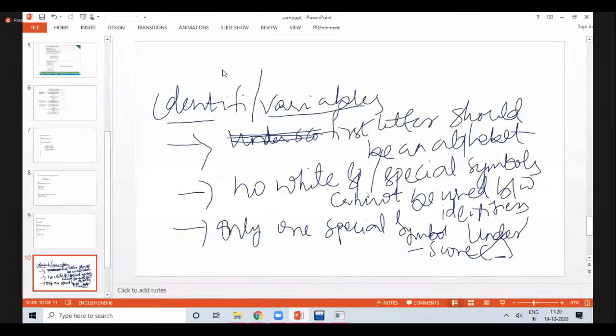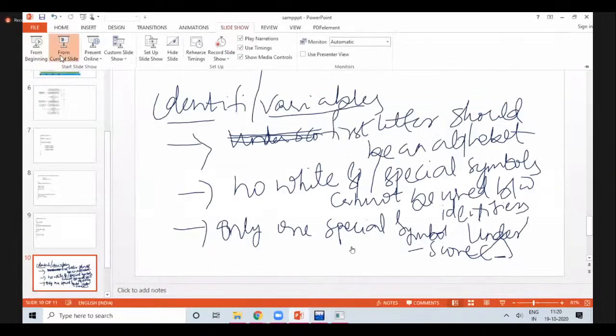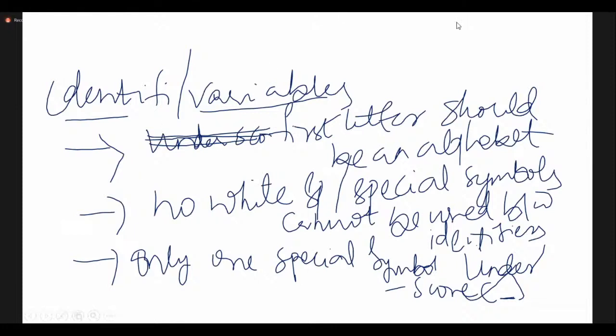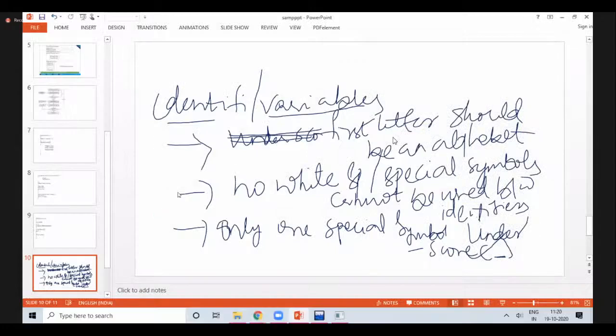So you will write these points. What is an identifier and a variable? These 3 lines: first letter should be an alphabet. No white spaces or special symbols are allowed in between. And only one special symbol that is allowed to be used in an identifier is your underscore. Okay, so this is about your identifiers and variables.